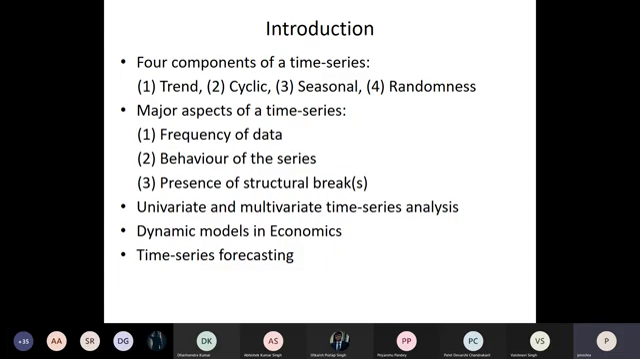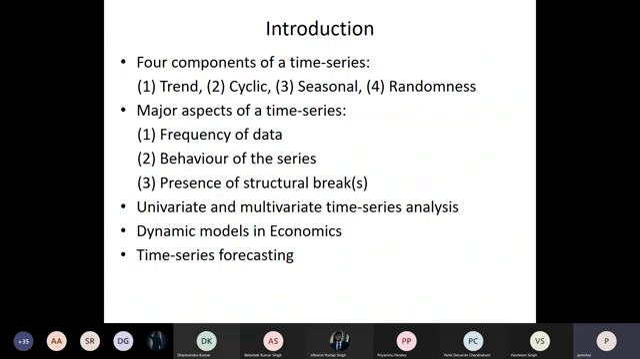Now there are two broad types of time series analysis. In some cases, we try to see the behavior of a particular variable, say, for example, how GDP has changed over a period of time. This comprises univariate time series analysis. The other is multivariate time series analysis, where we may try to look at the relationship between, say, savings and GDP over a period of time. So in time series analysis, we do both univariate analysis as well as multivariate analysis.